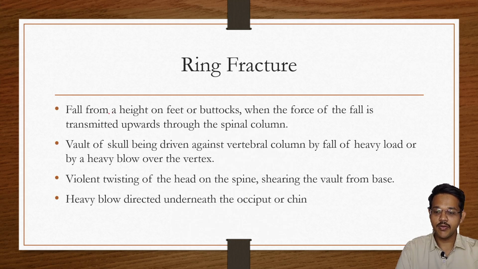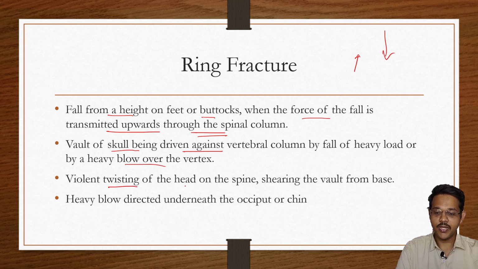It occurs usually because of a fall from height on the feet or buttocks, when the force of the fall is transmitted upwards to the spinal cord. So the vertebral column pushes on the foramen magnum and causes the ring fracture. The skull may also be driven against the vertebral column. So sometimes the head may be driven onto the vertebral column by a heavy load or heavy blow over the vertex.